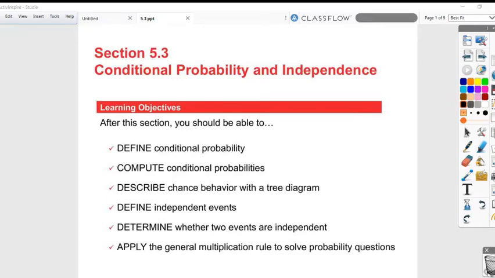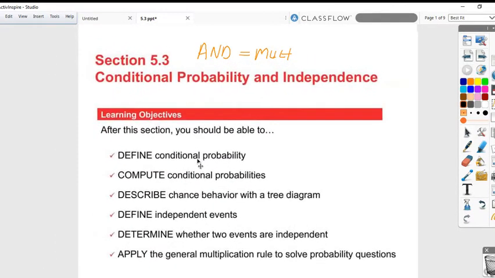6.3, and this is and stuff. So we're going to be doing and probabilities. So most of the probabilities we're going to be doing is multiplication. Okay, so we're going to talk about independent and dependent. We're going to talk about conditional.